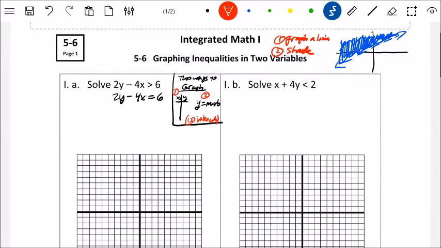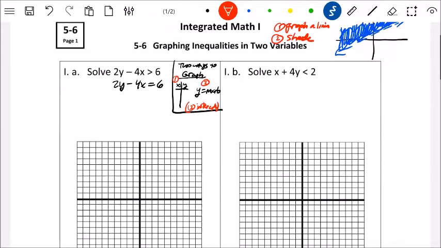The intercept method is not as common, for no other reason than most people just don't use it, but you could if you wanted to. Right now, though, I'm going to focus on Y equals MX plus B. So that means I need the Y to be by itself.